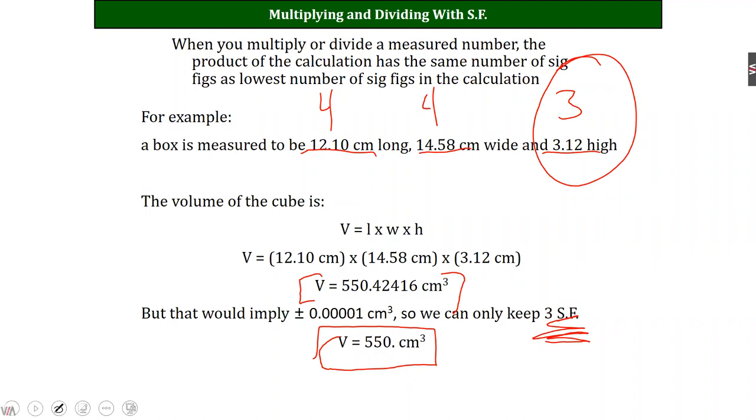So it's not a bad idea to just get really comfortable with scientific notation, because that's always going to be your fail safe. When in doubt, when it comes to sig figs, put it in scientific notation, and you'll never wind up with an ambiguous number that way. You might still get the wrong number of sig figs, but at least it's not ambiguous.